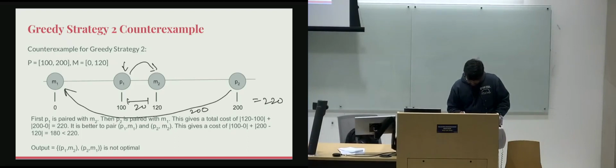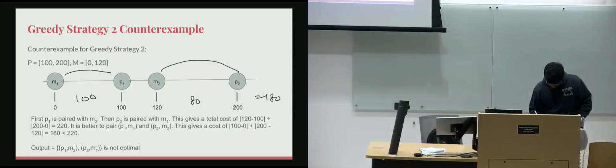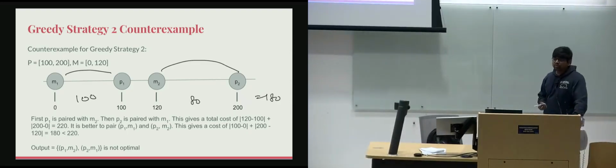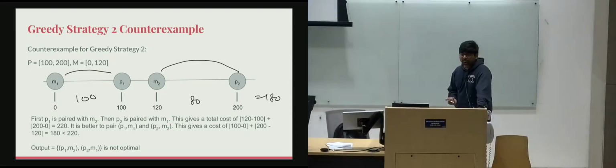Instead of pairing these things using this greedy approach, we can try and pair P1 and M1 and P2 and M2. So here the difference is 100, here it is 80, total is 180. So 180 is better than the greedy approach. That's how you are eliminating this greedy approach as well.